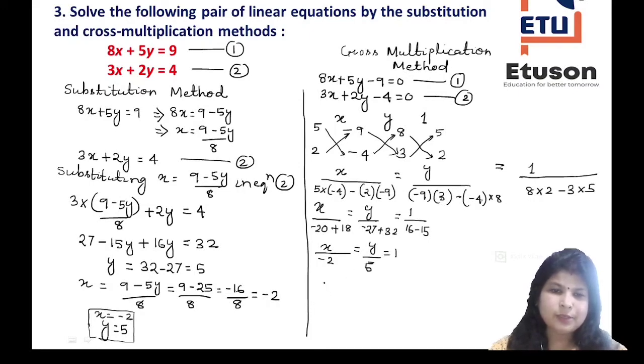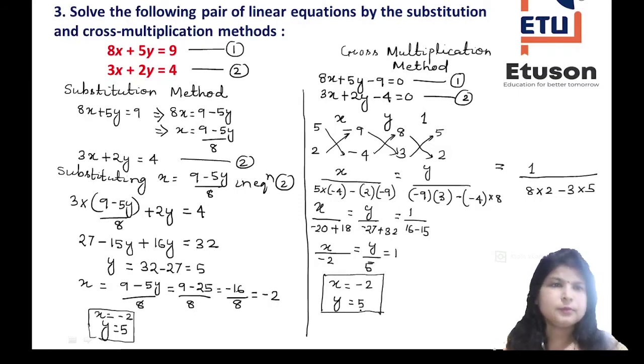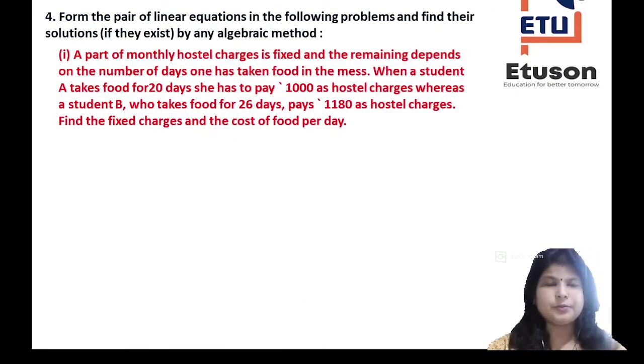So what is the value you are getting? Same that you have got by using your substitution method. Correct or not? So x is equal to minus 2 and y is equal to 5. Correct, children? Okay, so we have solved the problem. Okay, so now let us go to the next one.